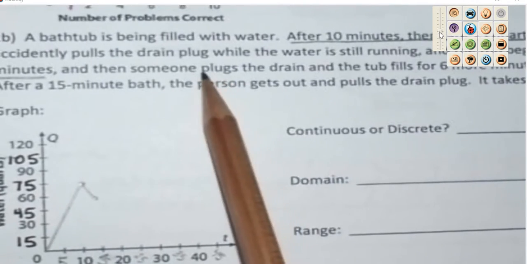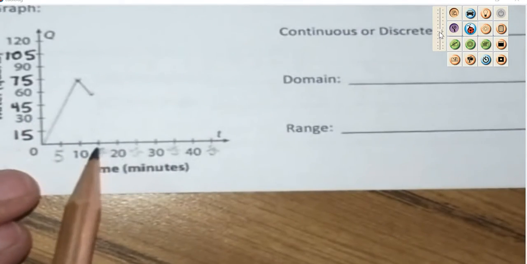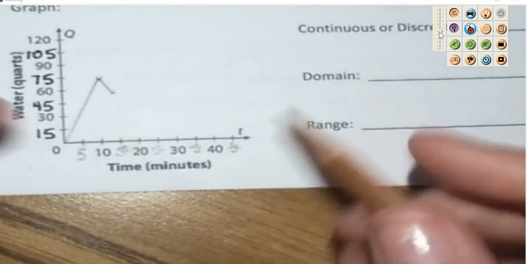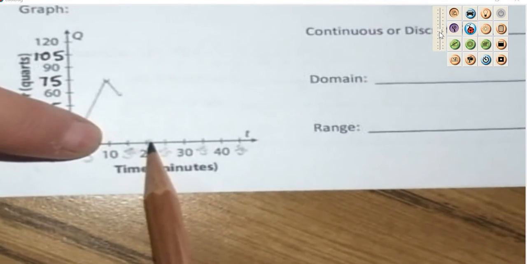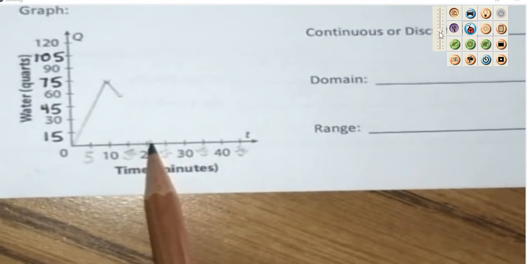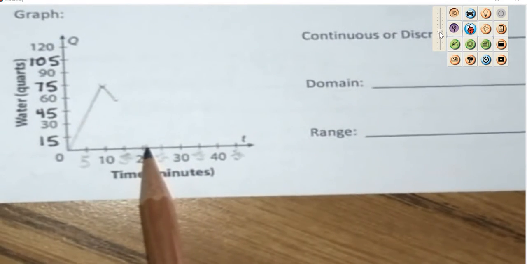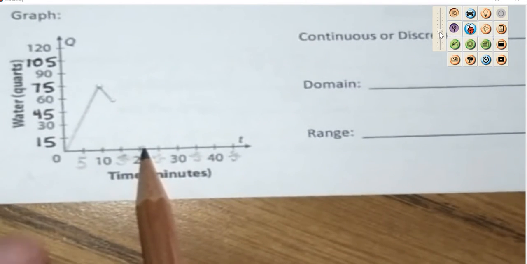Okay, then someone plugs the drain and the tub fills for 6 more minutes, gaining another 45 quarts of water. So 6 more minutes. We were at 15 minutes. Now we're going to go 6 minutes. What's 15 minutes plus 6 minutes? Okay, so we're at 21 minutes. So figure out about where 21 minutes is. It said it gained another 45 quarts of water. So we were at 60 quarts of water. And then we added on another 45 quarts, so we're going to be at 105.